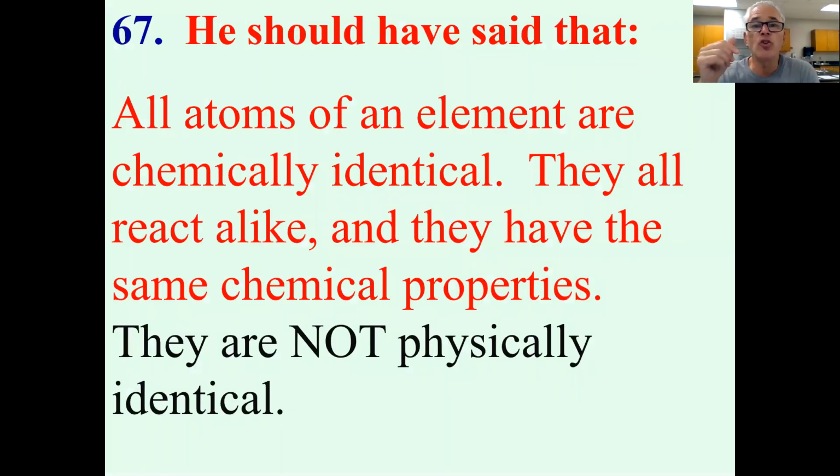What he should have said, what you need to know now, is that all atoms of an element are chemically identical. They react the same way. They all have the same exact chemical properties. And as far as the physical properties, you probably can't tell the difference. Neither could I. But they are not physically identical. There's slight variations, and that's what an isotope is. It's an atom of one element that's slightly different than some of the other atoms of that element, and we're going to figure that all out right now.